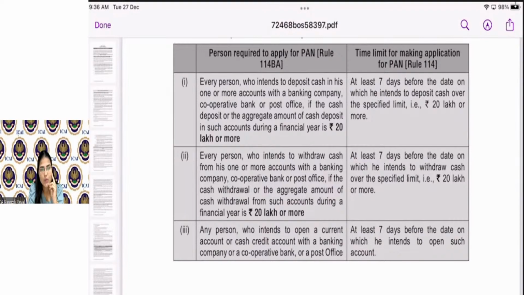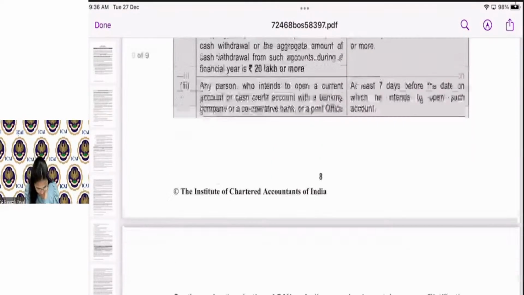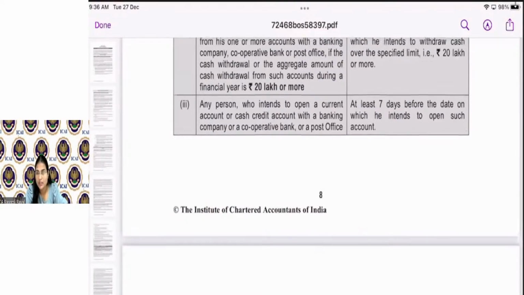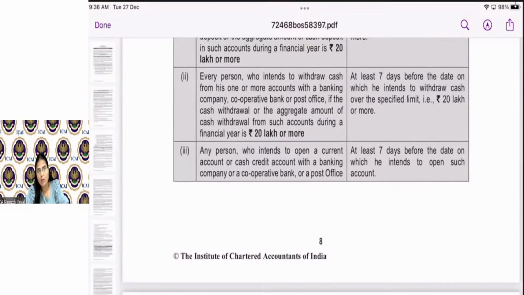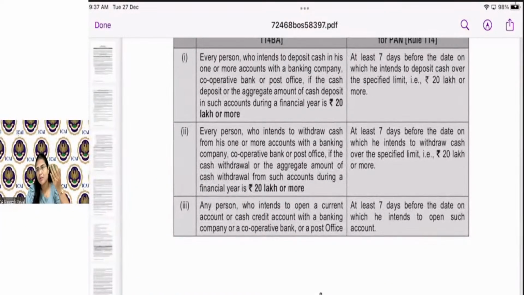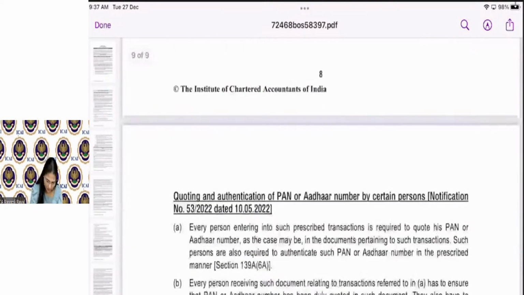A person who intends to open a current account or cash credit account with a bank or post office. If you want to open a CC account, that is cash credit, or a current account, then you should mandatorily have PAN. If you do not have PAN, then you have to apply for PAN 7 days before the date on which you want to open the bank account. Now, in these three cases, you have to apply for PAN. Obviously, it is common sense that for these transactions, you have to provide your PAN to the bank. So here the amendment is given.